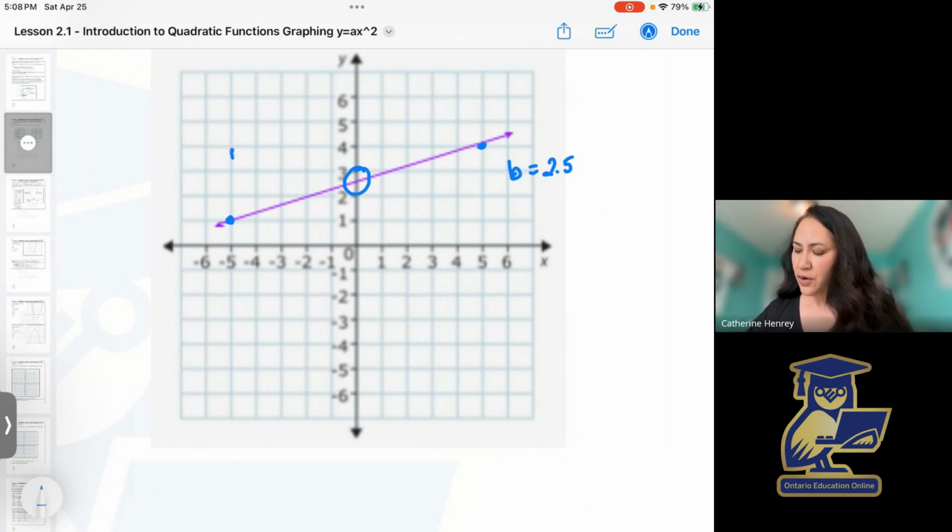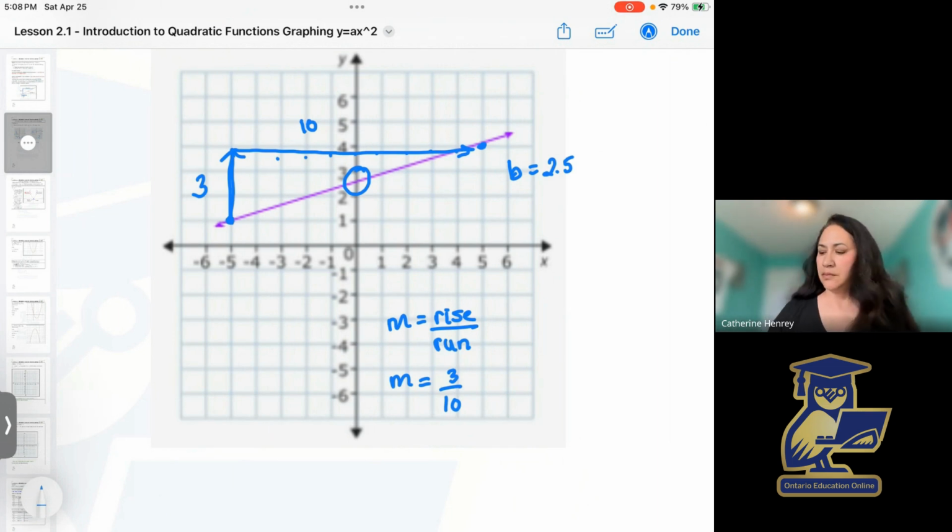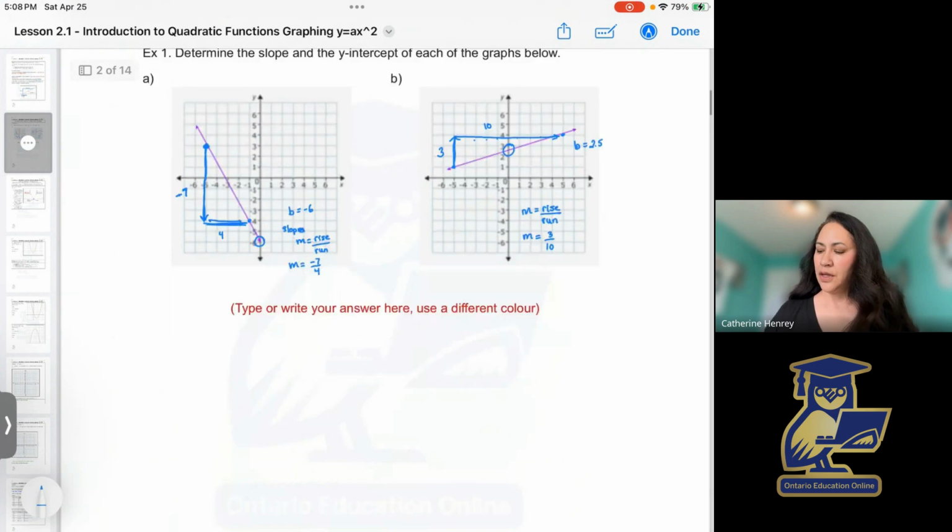So I'm going to draw in a triangle. This would be my rise and my run. Slope is rise over run, so we're going to count that now. And my rise is 1, 2, 3. And my run is 1, 2, 3, 4, 5, 6, 7, 8, 9, 10. So my slope is 3/10. Good. So quick review of linear relations.